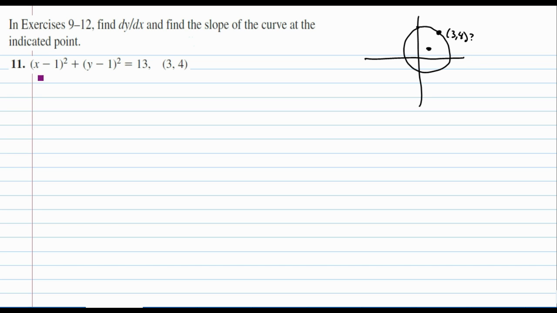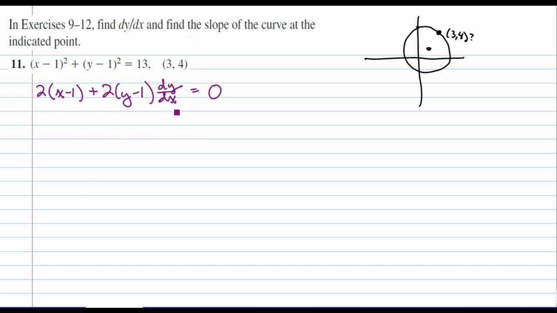Do I have to use the chain rule here? Let's see. The derivative of (x minus 1) squared is going to be 2 times (x minus 1), and then times the derivative of x minus 1, which is just 1, so no, I don't need to use the chain rule. And then of course I have dx/dx that cancels, plus 2 times (y minus 1), and then the derivative of y minus 1 is going to be dy/dx minus 0, equals the derivative of 13, which is 0.